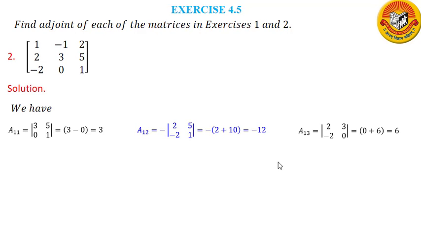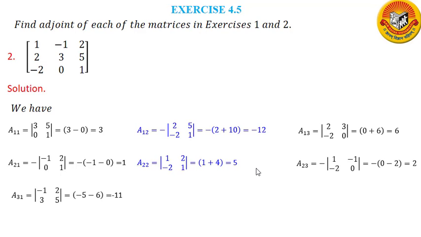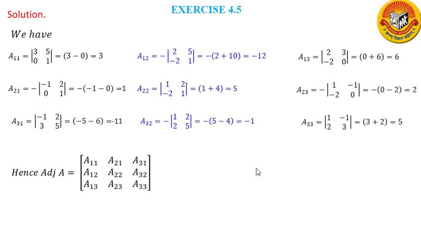Similarly I will find a13, a21, a22, a23, a31, a32, a33, right? So all the cofactors we have found out. Now adjoint of A is a11, a12, a13, we have to write column wise, a21, a22, a23 column wise, and a31, a32, a33 column wise. So let us write, and this is my adjoint A, which is 3, 1, minus 11, minus 12, 5, minus 1, 6, 2, 5. I hope you understand.